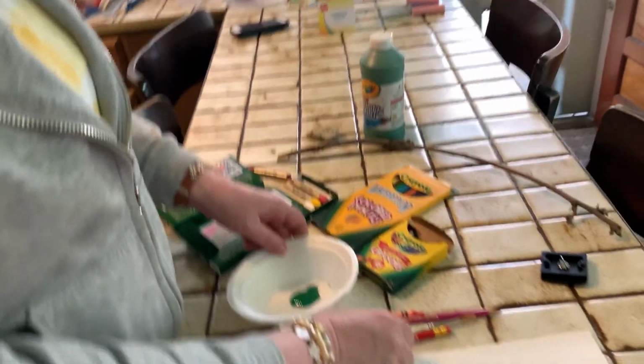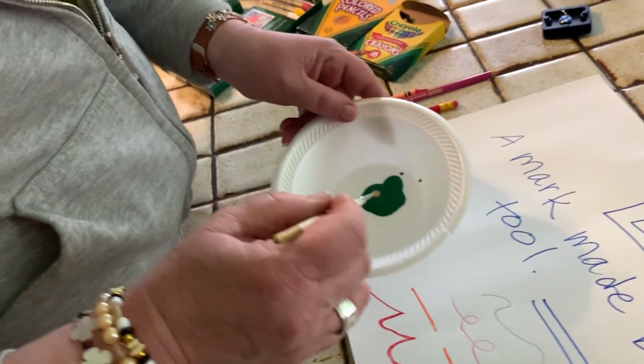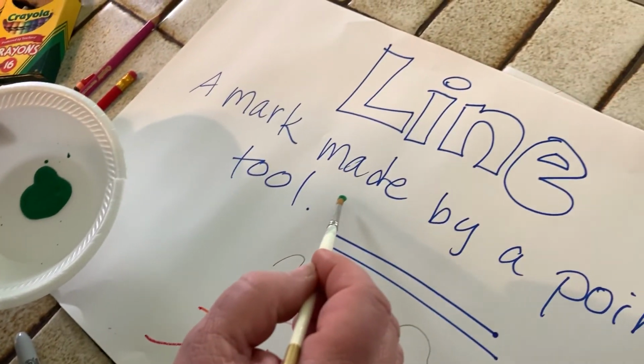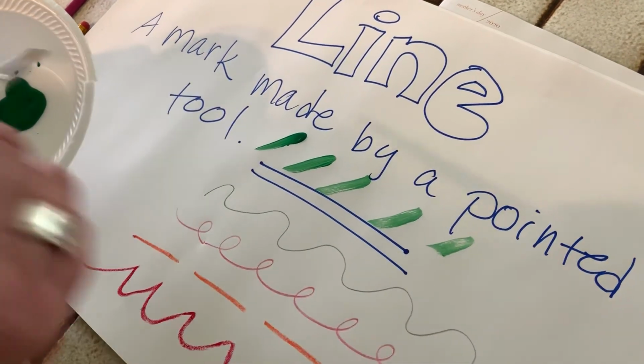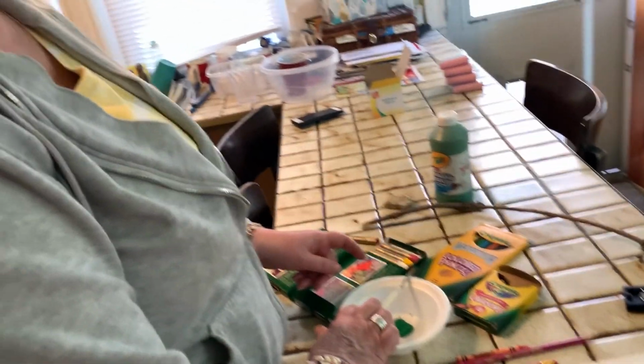And even, what about a paintbrush? A paintbrush can be a pointed tool. So you can make a line with a paintbrush. Make these. What kind of lines are these? These are diagonal lines. So all of these things can be used to make lines.